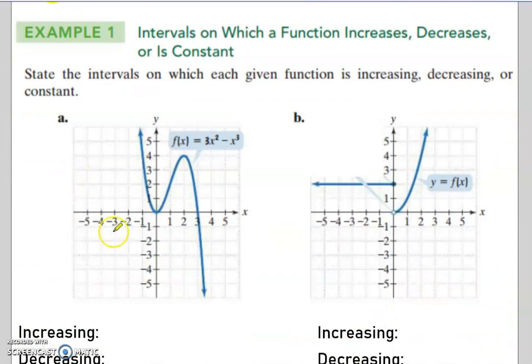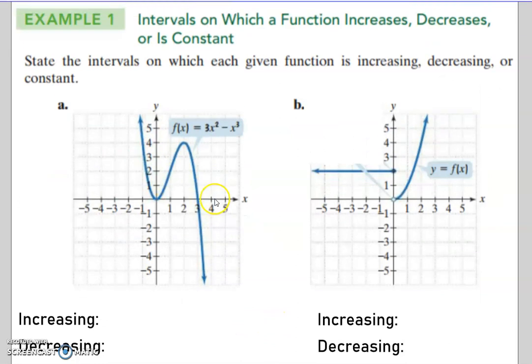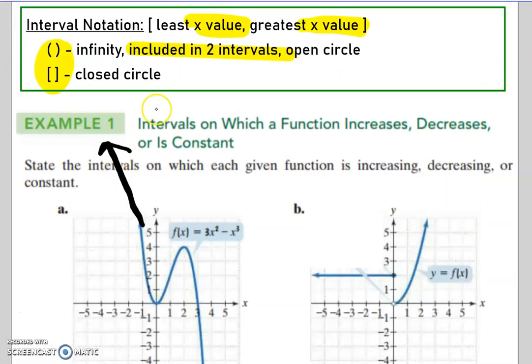So let's take a look at these two examples here, and that's what we're going to do to practice, okay? The first one here, I just look left to right, and I say, okay, what is happening from left to right first? Oh, notice how I just drew that. I'm decreasing first, okay? I'm going downhill. This arrow goes upwards and outwards, okay? So remember, in interval notation, I'm always talking about the least x value to the greatest x value.